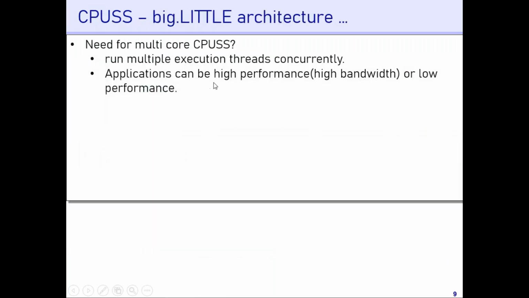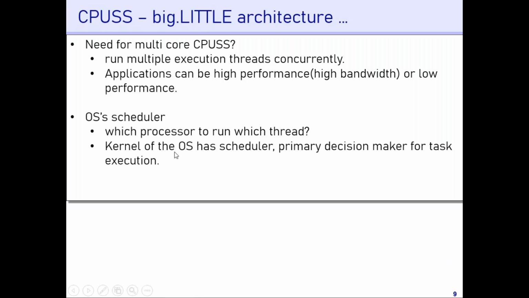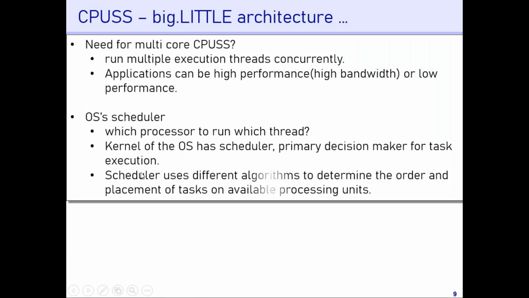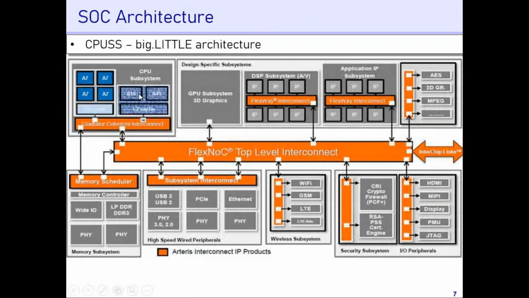There is an operating system scheduler which takes care of which process or which thread to run. So the kernel of the operating system has a scheduler. This is the primary decision maker for task execution. A scheduler uses different algorithms. It could be a round robin algorithm, or first priority. There could be different algorithms used to determine the order and placement of the tasks on available processor units. I mean, which process to run on which core is all decided by the operating system scheduler.